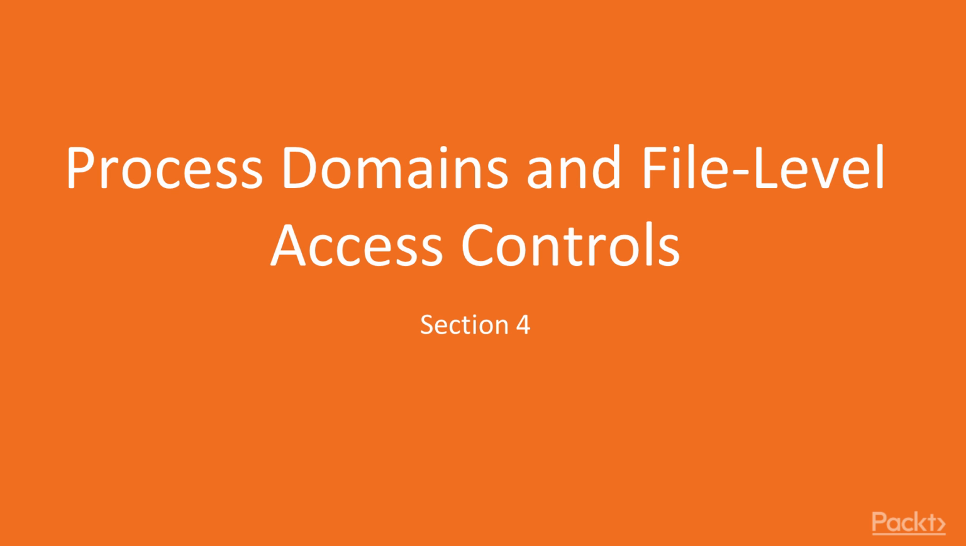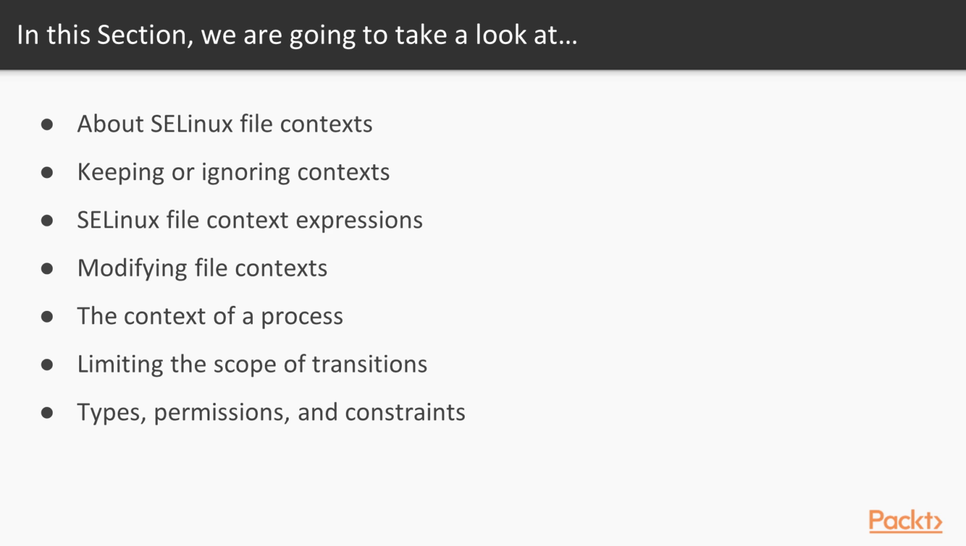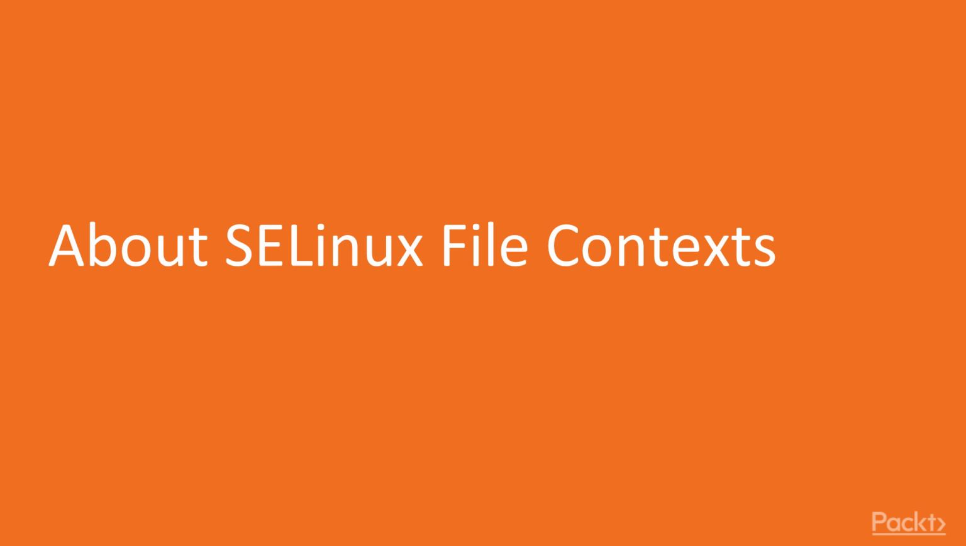Hello, we're back with a new section of this video course, Process Domains and File Level Access Controls. In this section we'll work with file contexts and learn where they're stored. Then we'll try to understand how contexts are assigned, and learn how and when processes get into their current context. We'll also get a first taste of an SELinux policy and how to query it. We'll end with another SELinux feature called constraints and learn how they're used to provide the user-based access control feature. Now we move on to the first video of this section where we'll discuss SELinux file contexts.